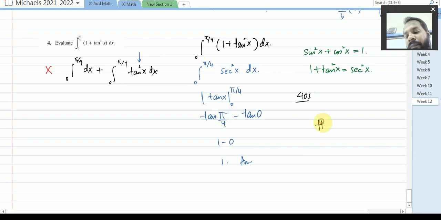As homework, you need to attempt question number 3, part k of the same exercise which we had done today.